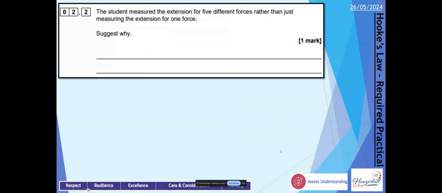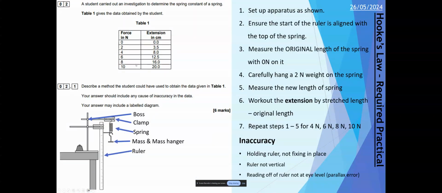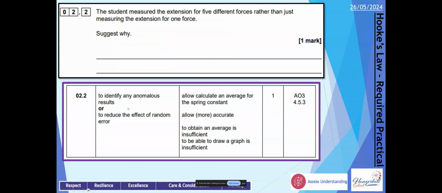Now, these are the sorts of questions that you could be asked. It says the student measured the extension for 5 different forces rather than just measuring the extension for one force. Suggest why. To identify any anomalous results. If we only did one example, we wouldn't know whether our first measurement was anomalous or not. We have to do numerous ones to check they fit the pattern. To reduce the effect of random error. Again, if we only did it once, we wouldn't know whether that first one was an error or not. We have to do it lots of times to see whether the first one fits the pattern or not.